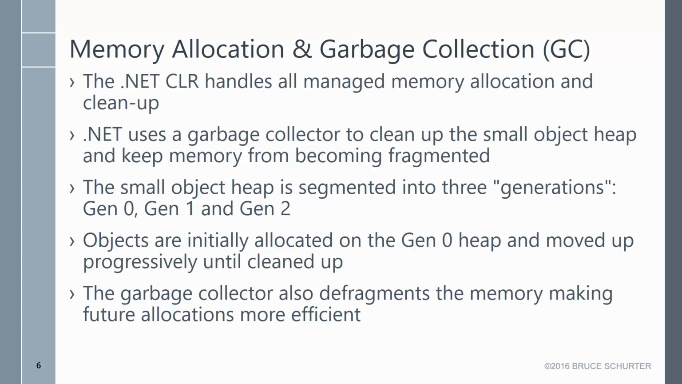So the garbage collector cleans up the small object heap and keeps memory from becoming fragmented. The small object heap is segmented into 3 generations: Gen 0, Gen 1, and Gen 2. Objects are initially allocated on the Gen 0 heap and moved up progressively until it's cleaned up. The garbage collector also defragments the memory, making future allocations more efficient.